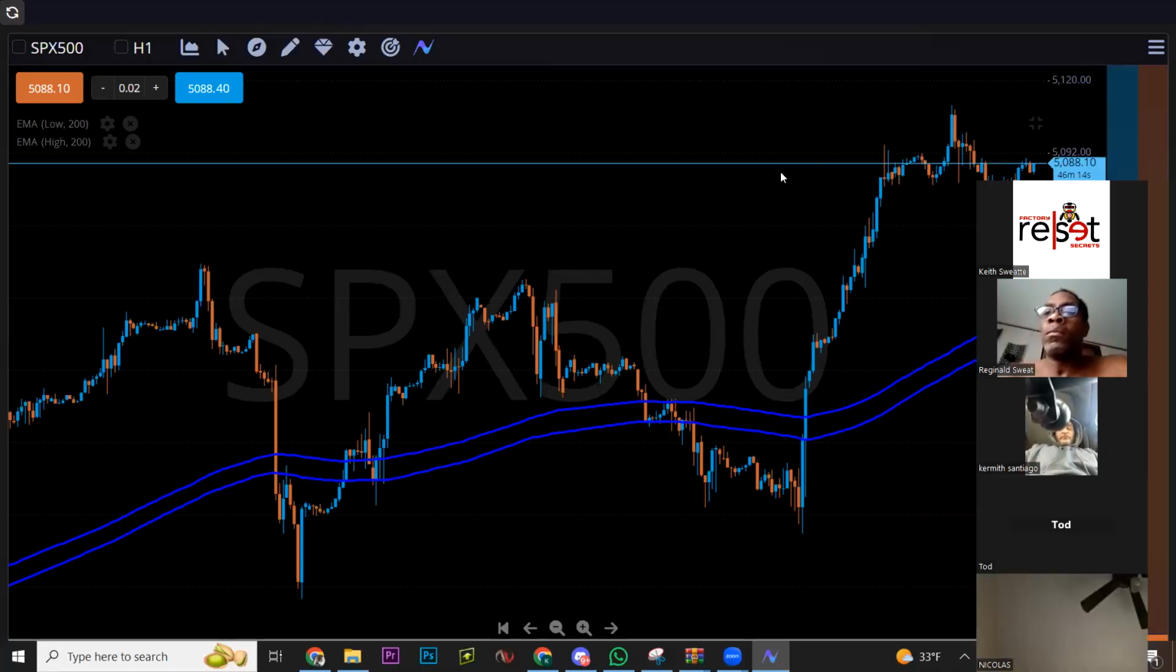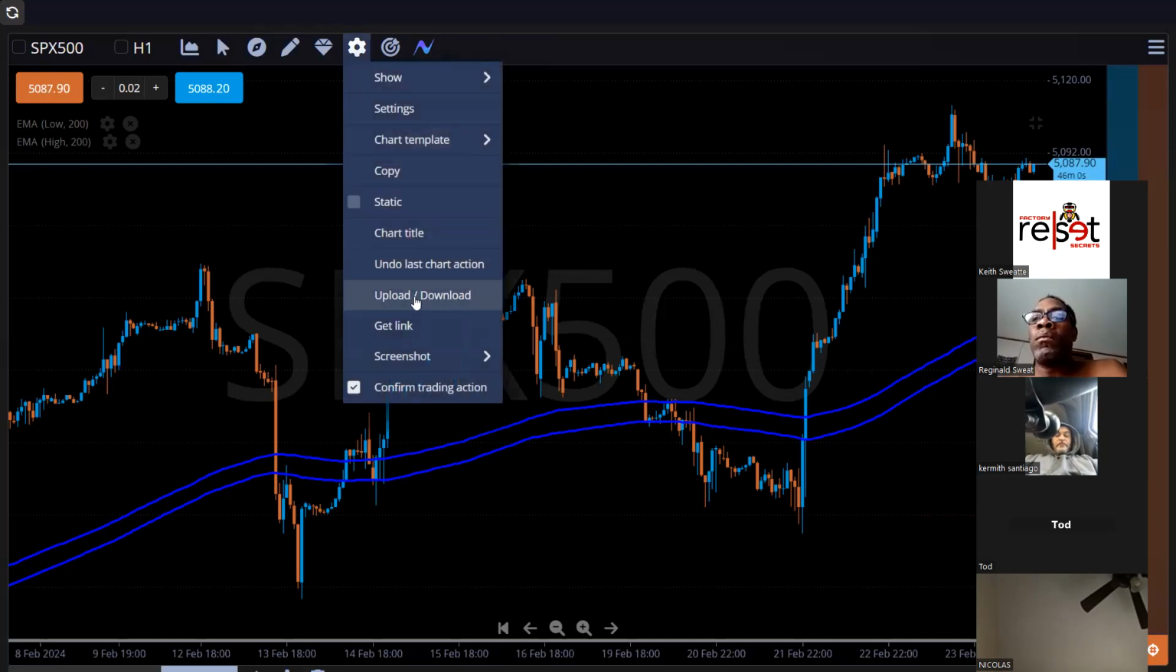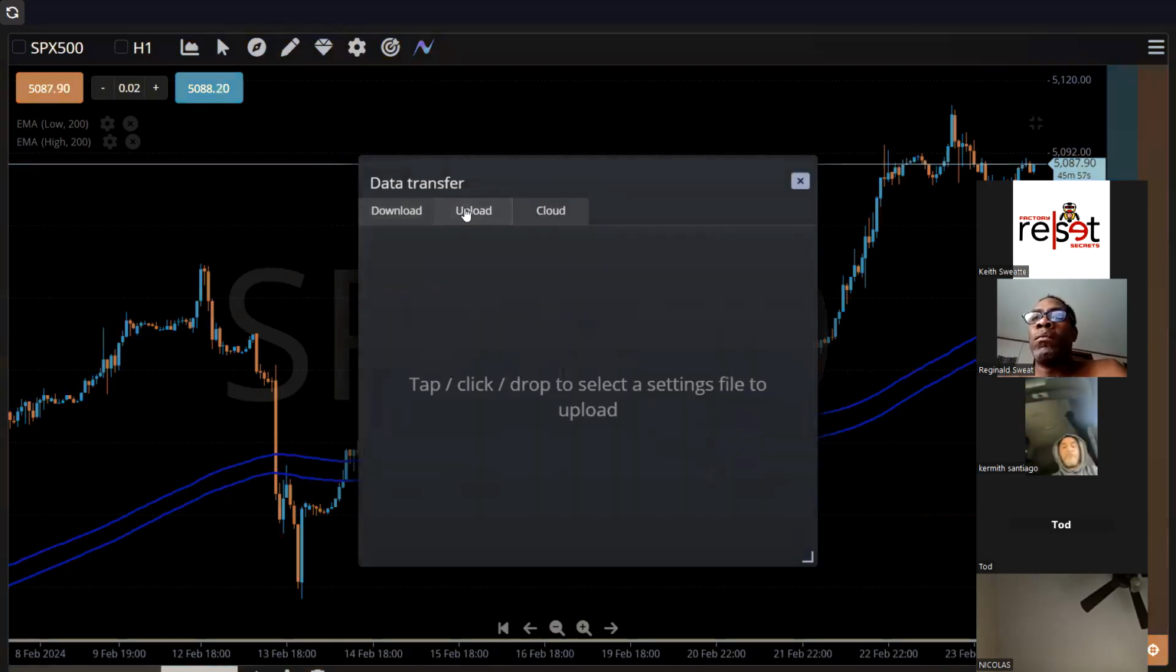So, with that being said, I am definitely going to request the TDI. We all know how powerful it is. Now, yes, sir. I saw this thingy yesterday, the settings, and then I went to upload, download, so I can probably upload the TDI. I just have to find the file prior to talking to see if we can have it.